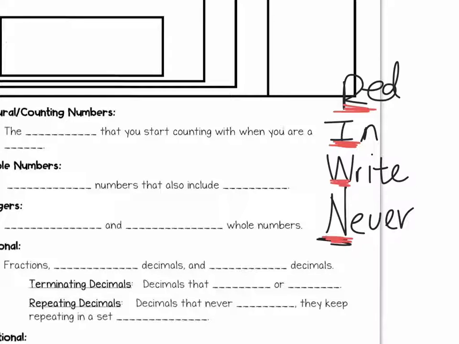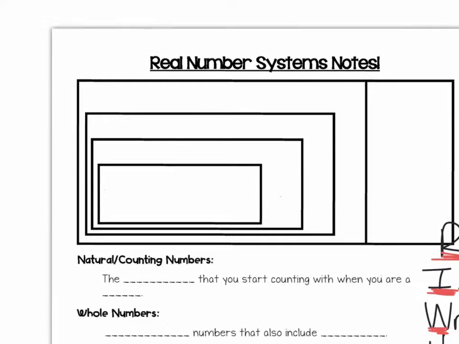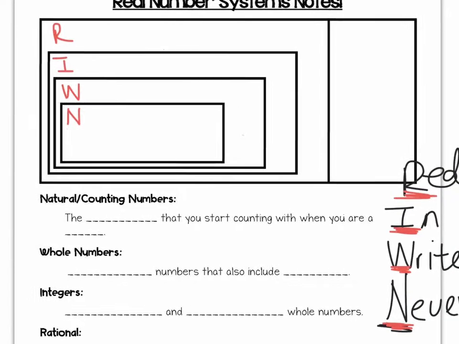So let's go ahead and fill in our squares. Now I'm not going to write the whole words yet. I'm just going to write the letters. So N, W, I, R. Never write in red. Okay, so now let's look at what those letters stand for, and then we can fill in as we go along. So the first one we're going to look at is N, and that's our natural and counting numbers.